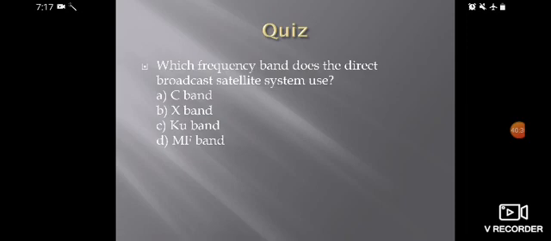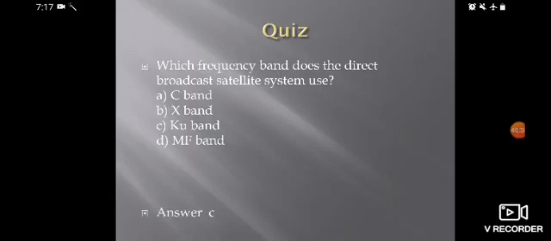So which frequency band is the direct broadcast satellite system going to use? The first option is C band, the second option is X band, the third option is Ku band, and the last one is MF band. So which band is going to be used for our direct broadcast satellite system? So what is the answer? That is Ku band.